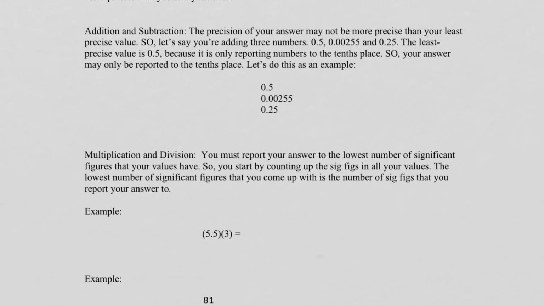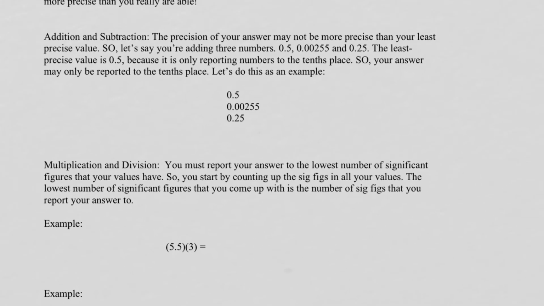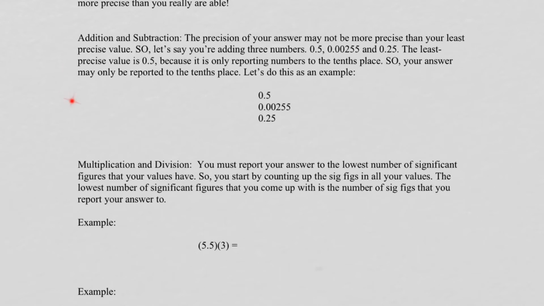If we did 0.5 plus 0.00255, and if you want to read this blurb right here, this is for you to read. I'm not going to read it to you because it's there on the screen, and you can pause the video to read it if you want. So if we do these numbers right here and we just add them, we're not going to subtract anything, we're just going to add. So if we go 0.5 plus 0.00255 plus 0.25, we get a number of 0.75255.